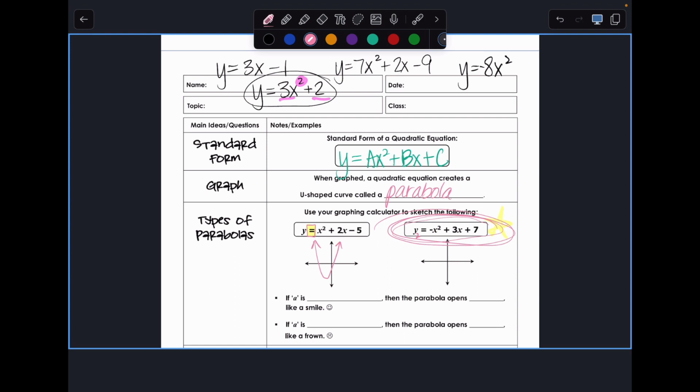For the second one, we'll do the negative, not the minus. Negative x squared, plus 3x, plus 7. I don't want to graph both, so I move the arrow. I want to turn that off. Do you remember how you do it? Press that button. Now it's off because it's not shaded. Do you see how it's shaded and that one's not? That one means on, this one means off. So it's only going to graph the red line.